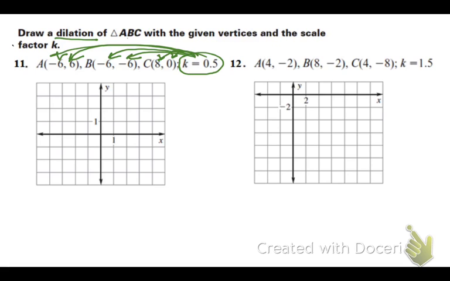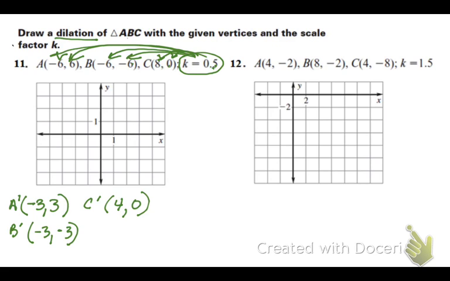A prime is going to be 0.5 times -6, which is -3, and 0.5 times 6 is 3. B prime is -6 times 0.5, which is -3, and 0.5 times -6 is -3. C prime is 8 times 0.5, which is equal to 4, and 0 times 0.5 is always going to be 0.